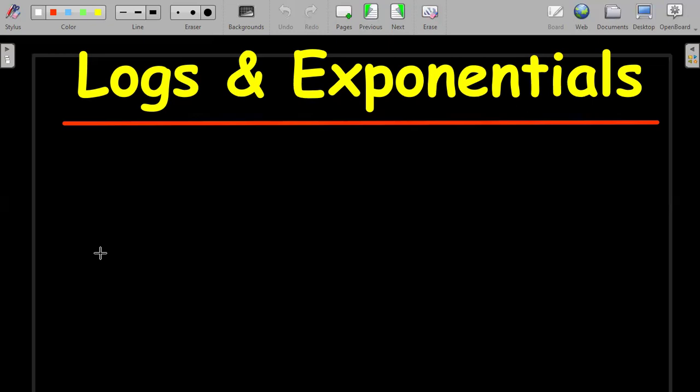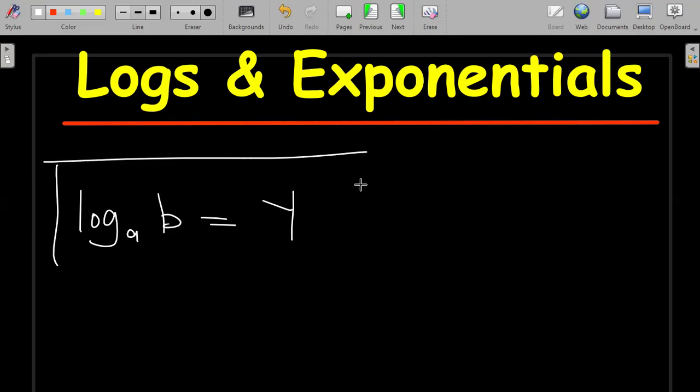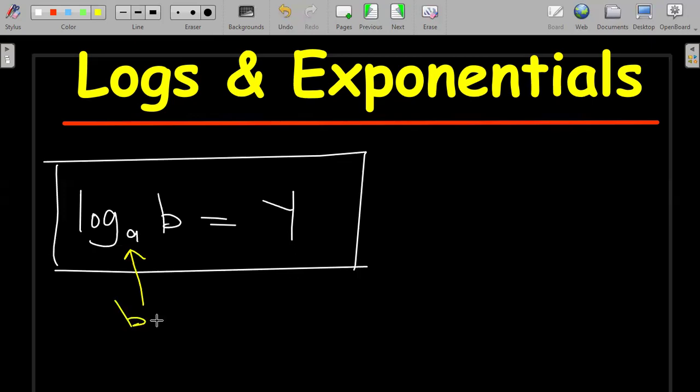In general, we represent a log function in this form. We are going to say we have log A, and then B, and then this is going to be equal to Y. This is the general form of expressing a log function. The A, the B, and the Y have names. This A here is what we call the base of this log, and then Y will be called the answer.